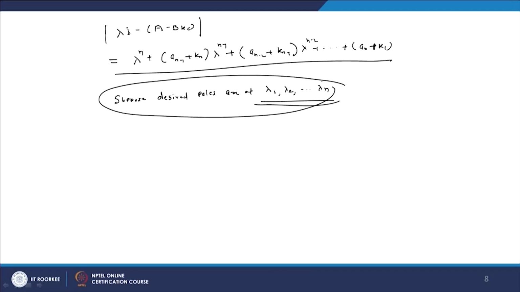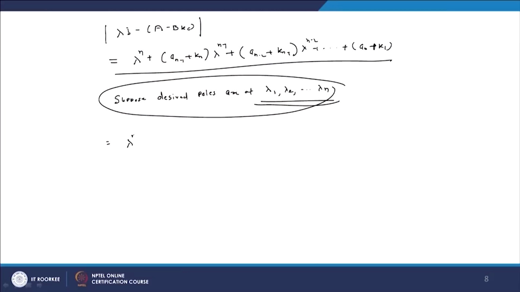So, using these desired poles, the characteristic equation can be written as lambda raised to n plus alpha n minus 1 lambda n minus 1 plus alpha n minus 2 lambda n minus 2 plus ... plus alpha 0 equal to 0. So, now this is the characteristic equation, this is our equation.